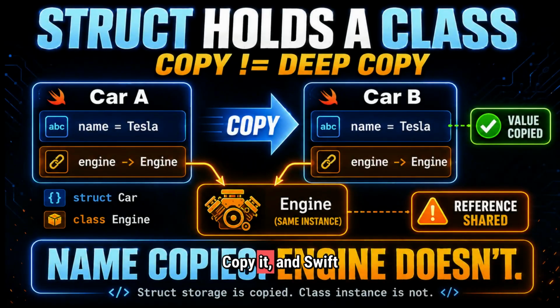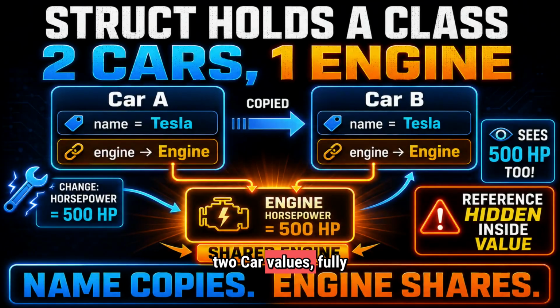Let's make this concrete. Car is a struct. Copy it, and Swift copies the struct's own storage. Name gets duplicated? Fine. But engine is a reference. Copying the struct copies the pointer, not the engine instance itself. So now you have two car values, fully independent as far as the compiler's concerned, but they share the same underlying engine. Mutate horsepower through one, and the other sees the change too.